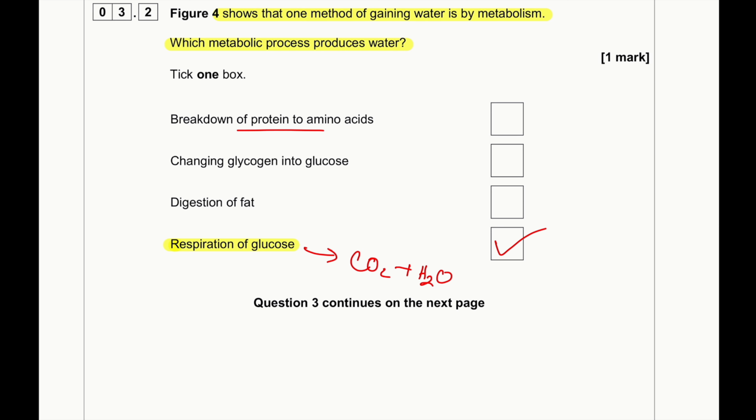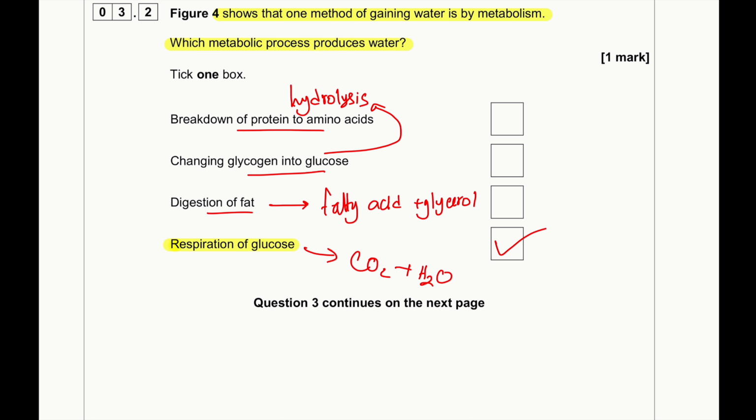Breakdown of protein into amino acids is a process of hydrolysis. So the hydrolysis process requires water. Glycogen into glucose is also hydrolysis. Digestion of fat to produce fatty acids and glycerol will also involve hydrolysis. So all of these other processes require water, whereas only the process of respiration produces water.